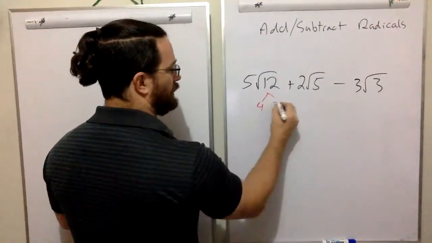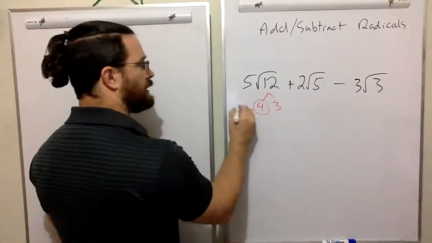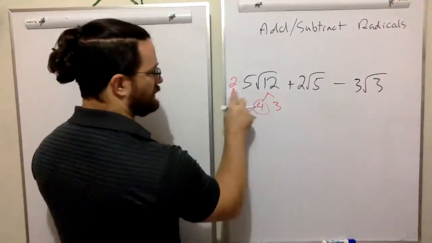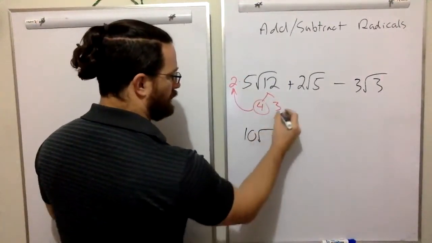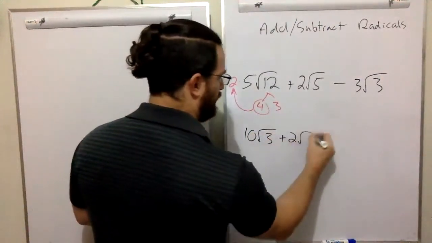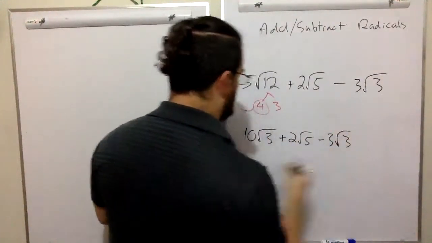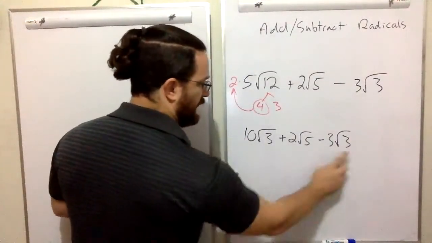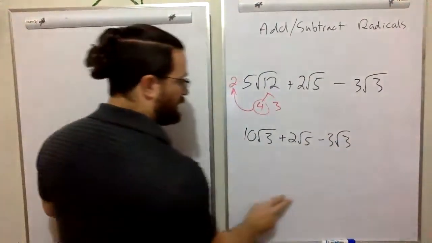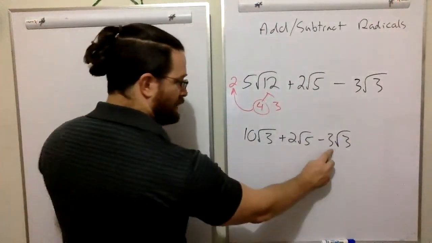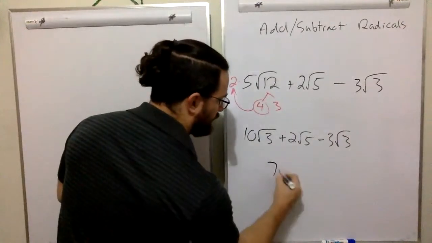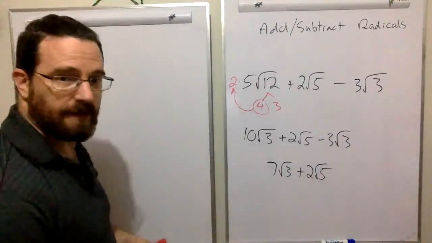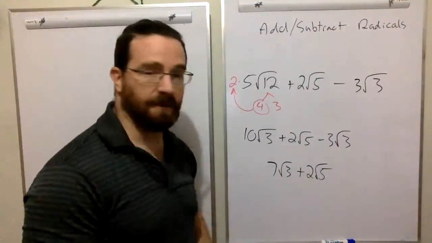So this guy would be 4 and 3. 4 is the perfect square, comes out as a 2. So this is going to give me 10 radical 3 plus 2 radical 5 minus 3 radical 3. So now I can see that I have a radical here and here that are the same. So I can combine this with this. So 10 minus 3 is going to make 7. So I'm going to get 7 radical 3 plus 2 radical 5. And then after that, that's as far as it can go. It can't be simplified any further.